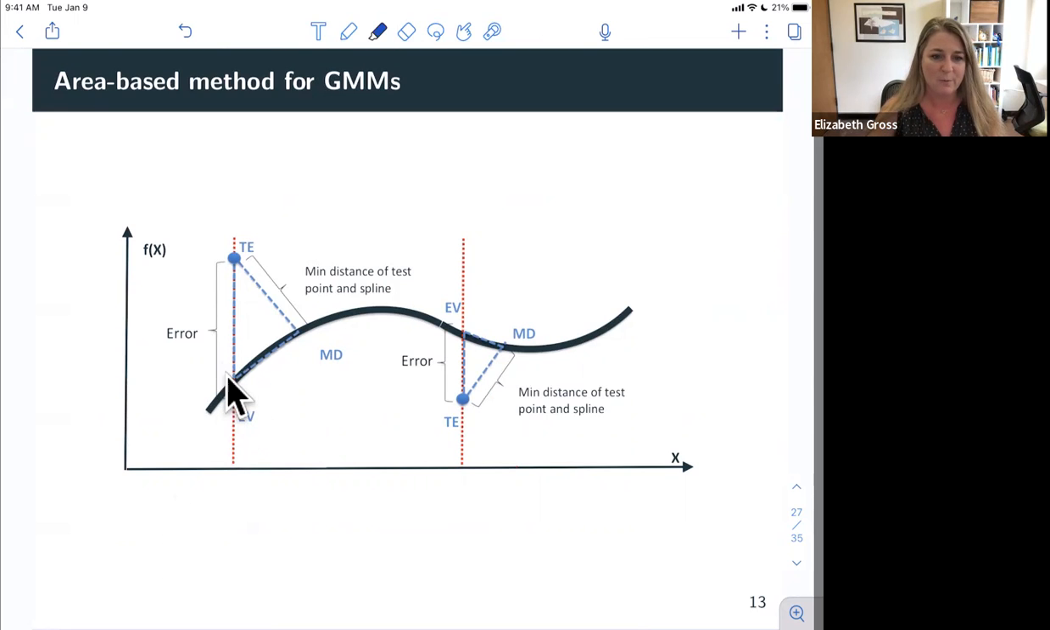And so this is actually the area that we're going to compute for each of the things. And so this ends up being the minimum distance of the test point and the spline. So the test point is going to be, okay, I had my test point.